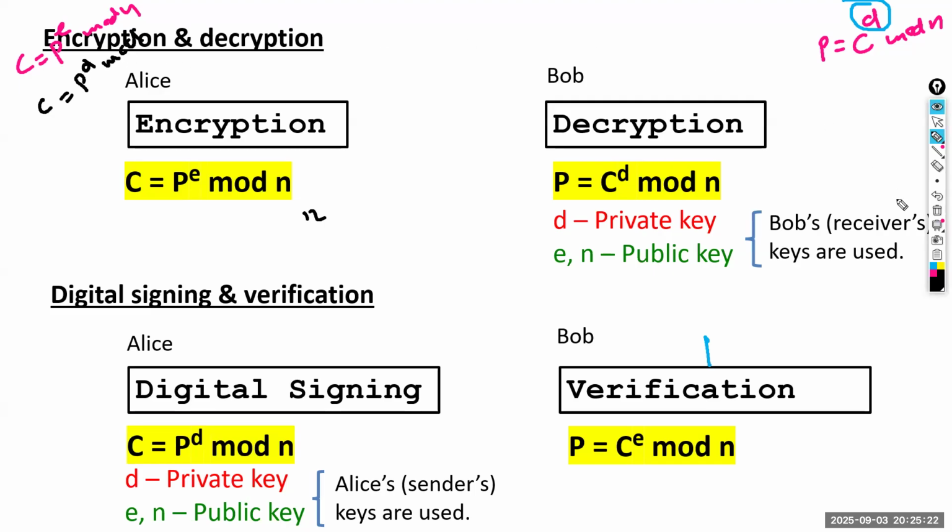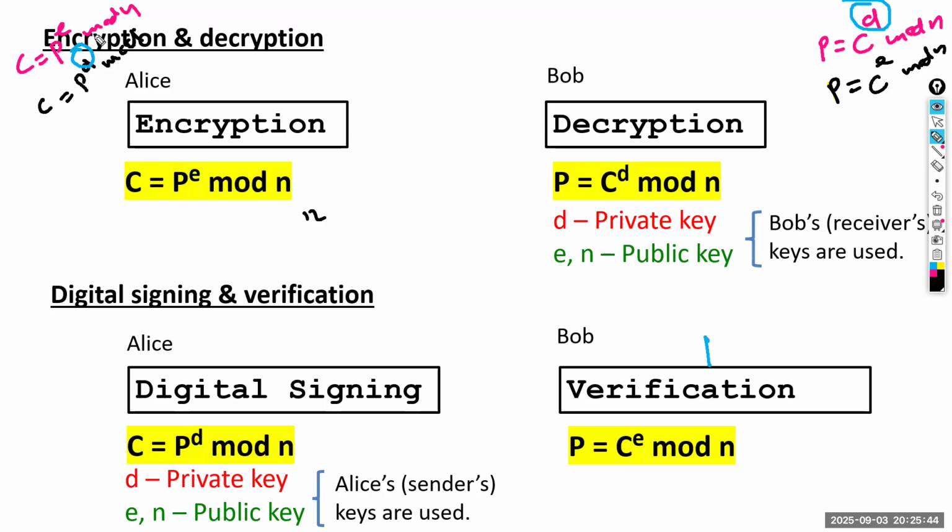So remember, D is your private key. D is your private key. And verification is P equals C to the power E mod N.